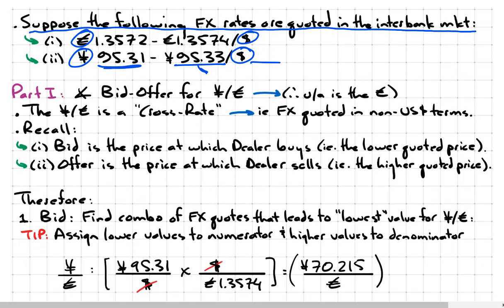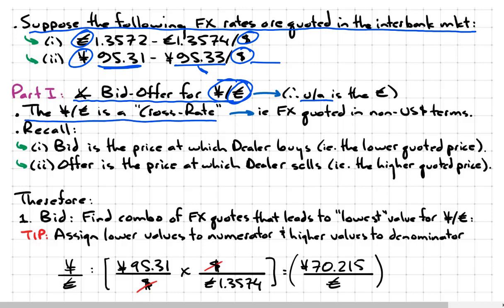Now in part one of this LOS, what we want to do is calculate the bid offer for the yen to euro ratio. This is referred to as a cross rate because it's quoted in terms of a non-US currency. Nevertheless, we always treat the denominator currency, in this case the euro, as the underlying asset that's being traded. And as I said before, this exchange rate is the cross rate.